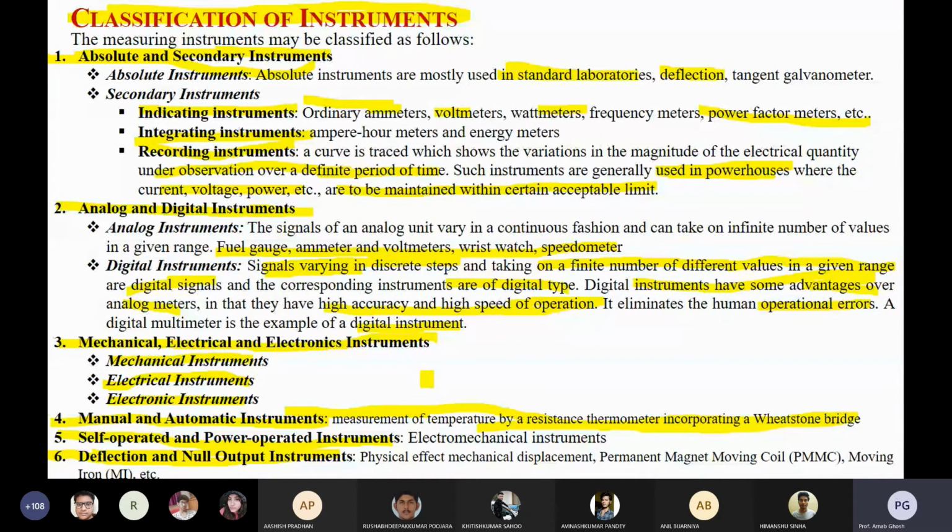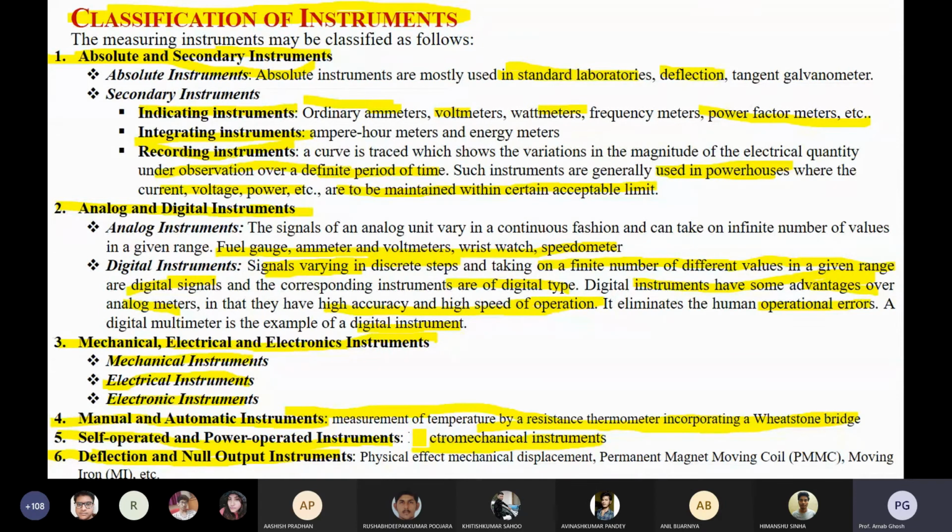Self-operated means electromechanical instruments. The electromechanical elements, whatever functions take part, means current is passing through the circuit. Current takes part for measuring purposes, current and voltage. That's why they are called power-operated instruments. Power-operated instruments give the reading directly, current and voltage pass through them and you get the reading. And self-operated means it does not depend upon any components, it can measure directly.